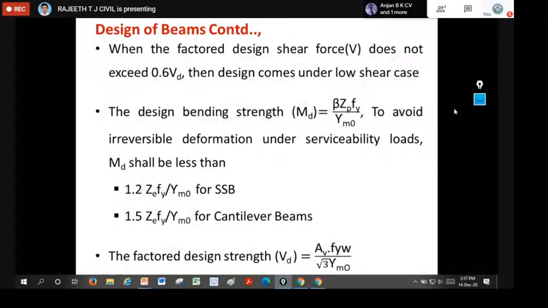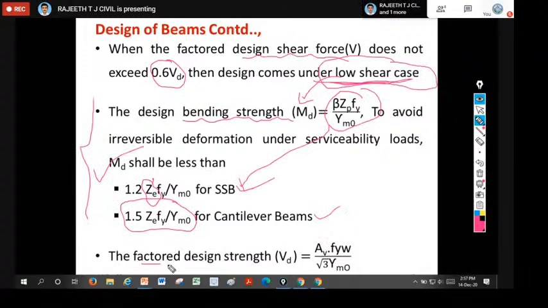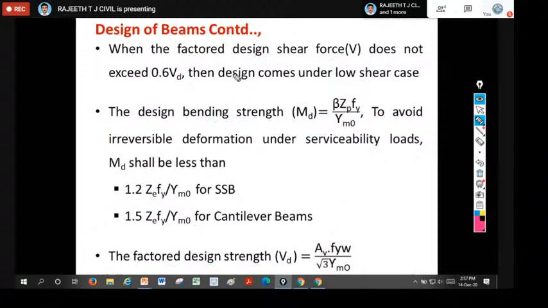Moving on, in the same way, the design shear strength, that is VD. I have told you that to categorize low shear or high shear case, we should calculate VD. So how to calculate VD? VD equals the area of the portion of the beam resisting shear times the Fy of the material, divided by root 3 gamma m naught.